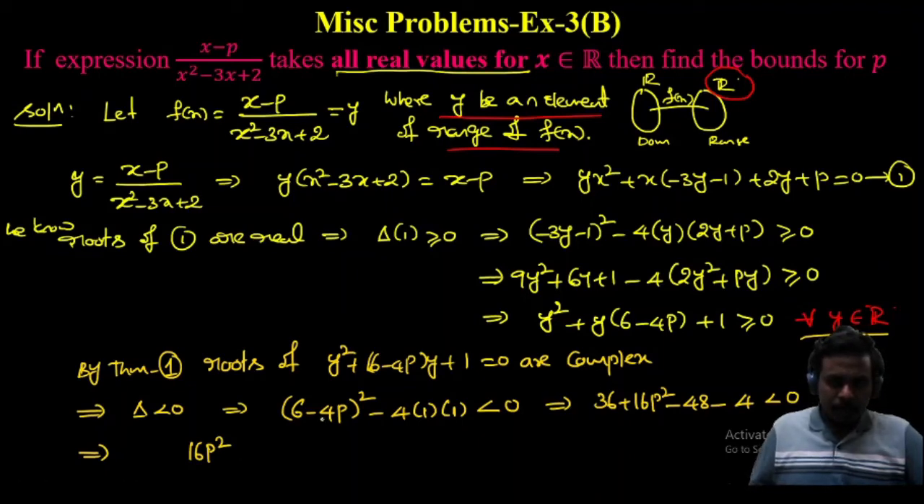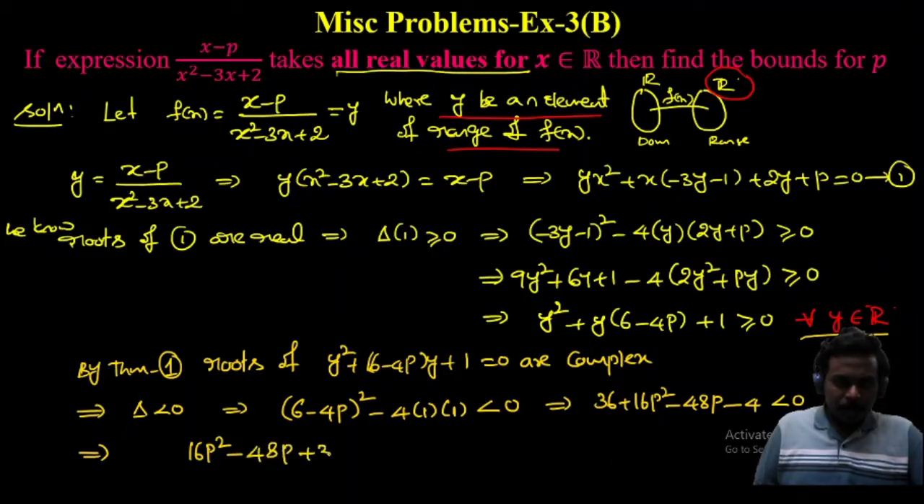So this is 2 into 4, 8; 8 into 6, 48p actually. So here I made a mistake. Let me rewrite this. So this is going to be 48p minus 4 is less than 0. So this is 16p square minus 48p plus 32 must be less than 0, which implies throughout there is 16 common.